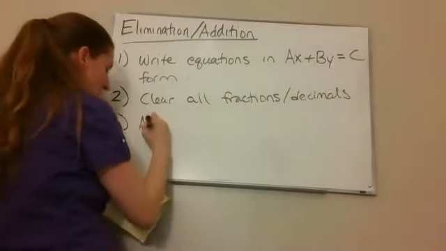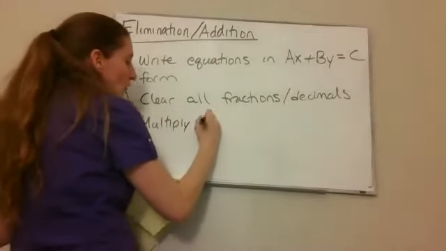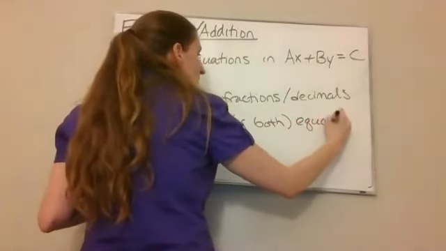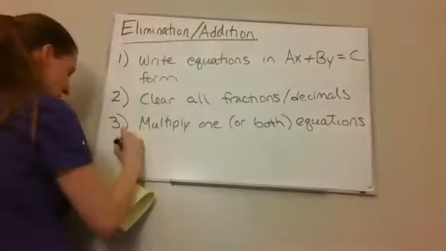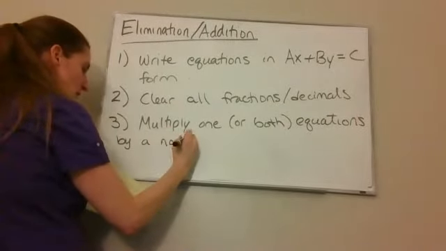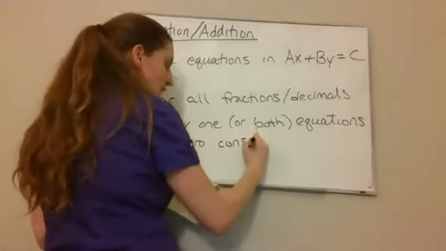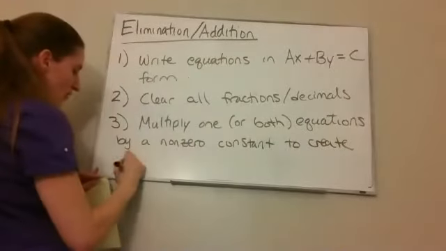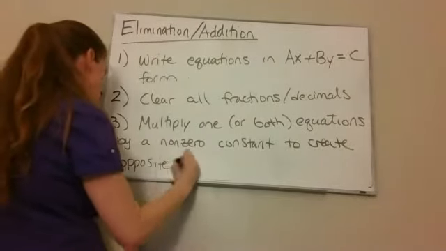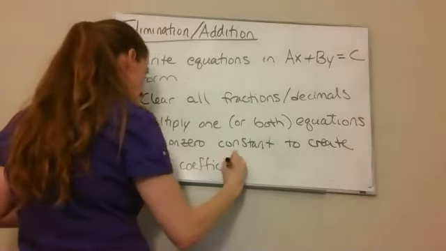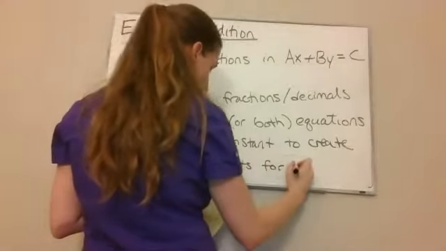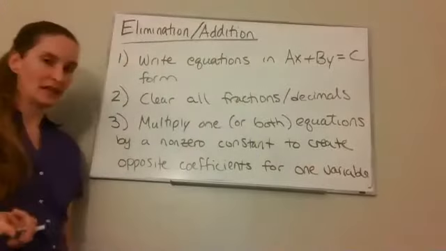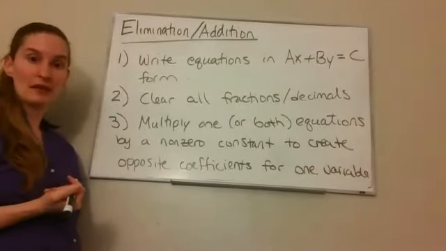Step 3, multiply one or both equations by a non-zero constant to create opposite coefficients for one of the variables. So this is the most complicated step in the elimination or addition method.